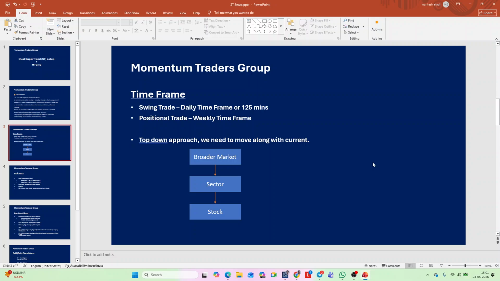The second very important aspect of this setup is how the stock selection approach should be. The approach I am using, based on my experience, is the top-down approach. In the top-down approach, first we need to study the broader market, meaning how the overall market is doing. How is the Nifty doing? How is the small cap index doing? How is the mid cap index doing? Or maybe how is the Nifty 500 doing, because Nifty 500 is the combination of large cap, small cap, and mid cap, everything.